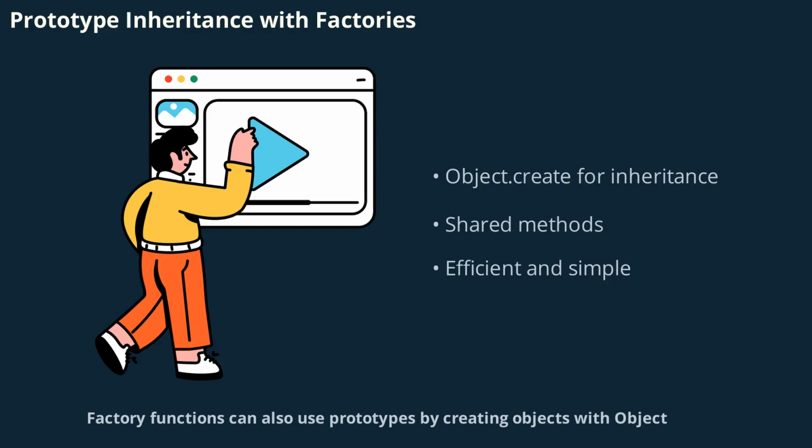Factory functions can also use prototypes by creating objects with Object.create. This lets you share methods across objects, just like with constructors. For example, you can define a prototype object with shared methods, then use Object.create to make new objects that inherit from it. This approach combines the simplicity of factories with the efficiency of prototypes.